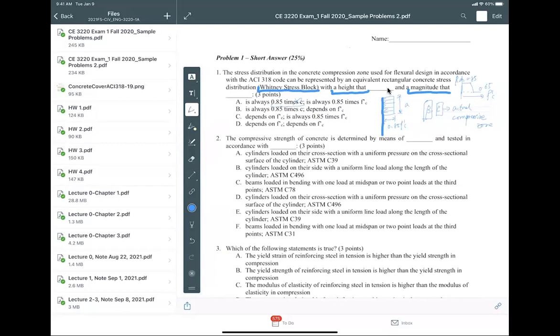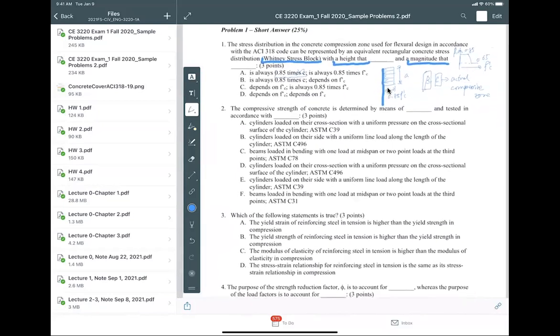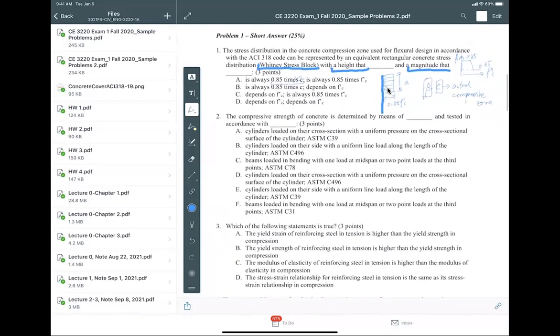Nevertheless, we can do this together. So as we were talking about the first problem in exam number 1 from the sample problems, we know that the effective compression zone a equals beta 1 c. Now beta 1 is actually a function of f prime c, right? So you look at the choices, number A is always 0.85 times c. Definitely not correct. So go with B. So neither A nor B is the correct answer.